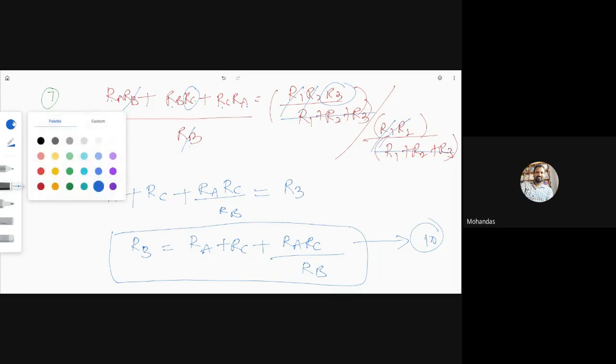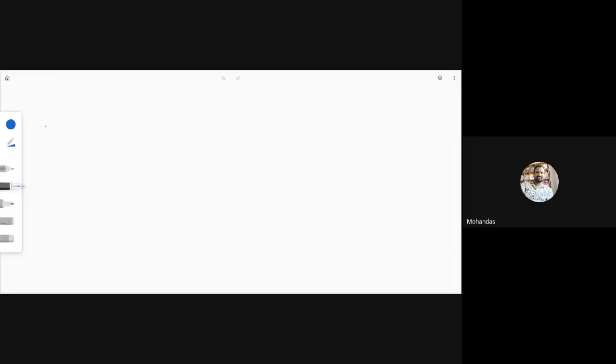Once we get all the equations, let me write all the equations in a new slide. Now we have this is RA, RB, RC. These are the known values, terminal A, terminal B, and terminal C. What are the unknown values? We are going to convert it into delta. So A, B, and C. We have R1, R2, and R3 here.